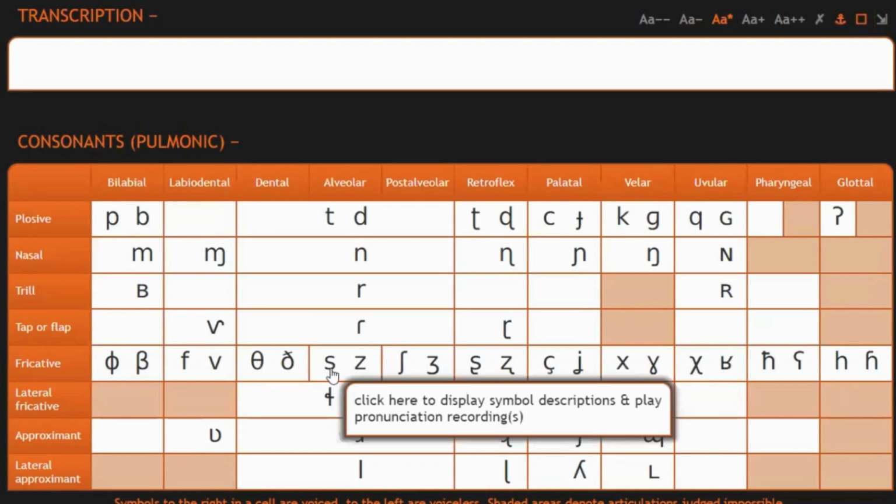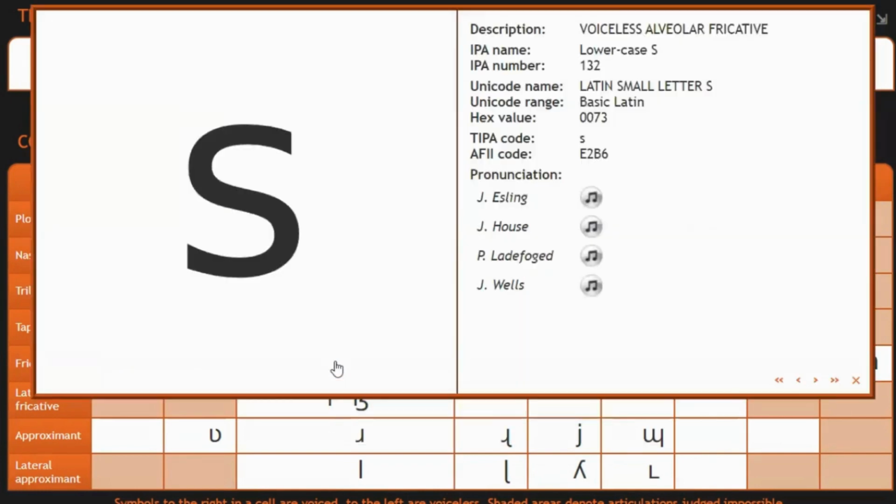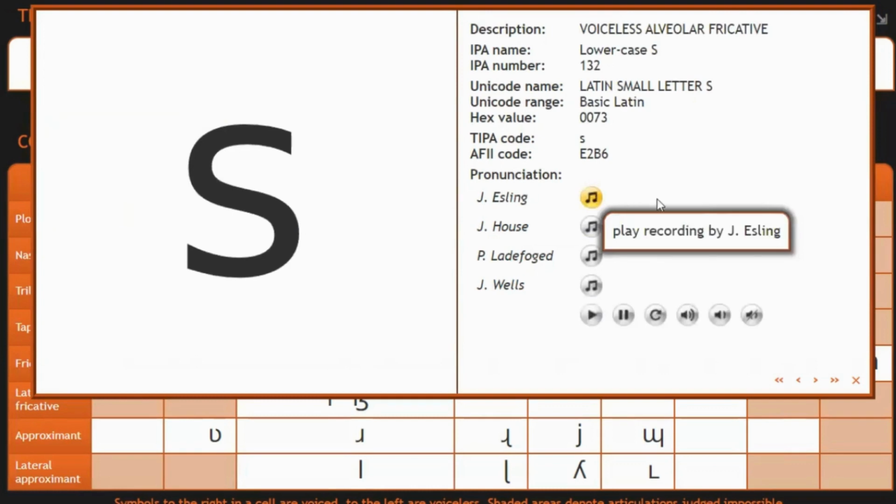Next, we have our alveolar fricatives. These are sometimes called sibilants as well.